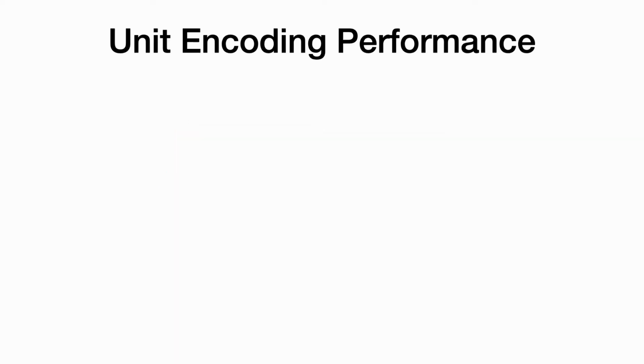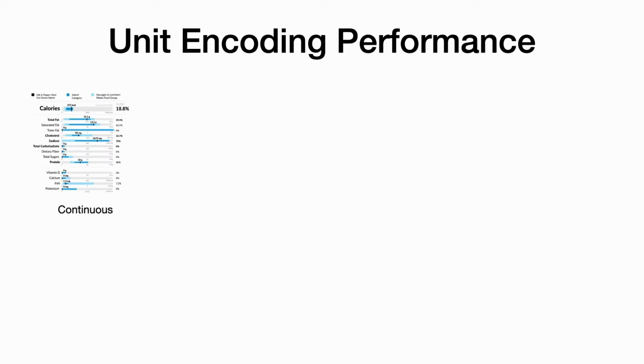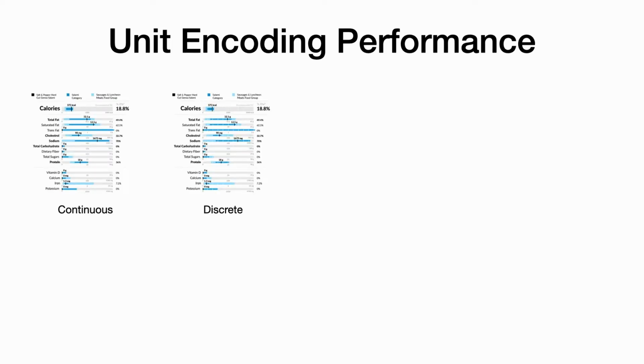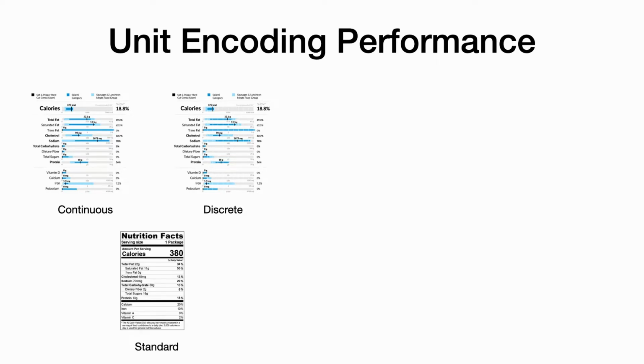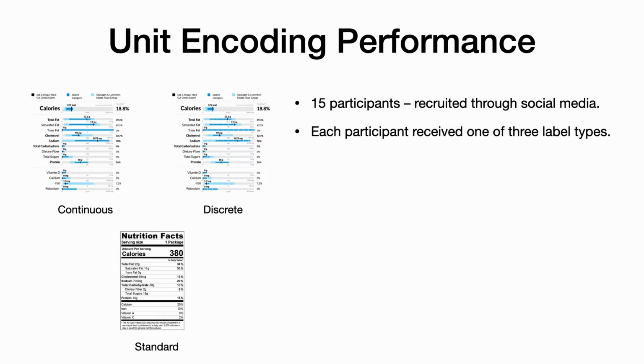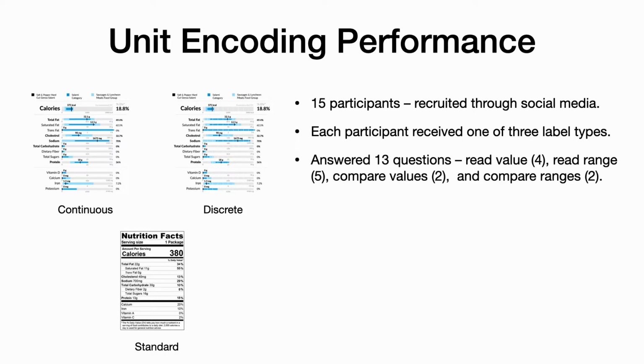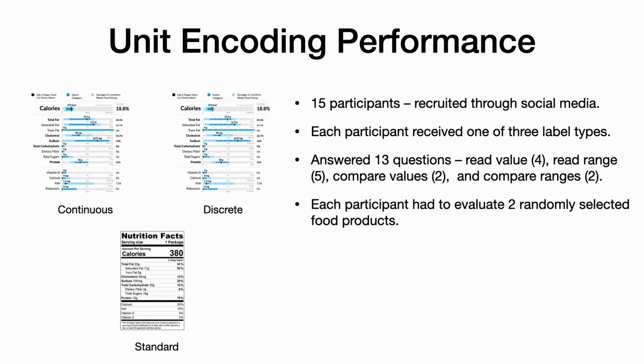Next, we tested the unit encoding performance. We tested a linear layout with the continuous encoding, a linear layout with the discrete encoding, and a standard label. For this study, we recruited 15 participants via social media. Each participant only used one of the three label types to answer 13 questions about a food label. These questions tested the user's ability to read values and ranges and compare values and ranges. Each participant evaluated two randomly selected food products.